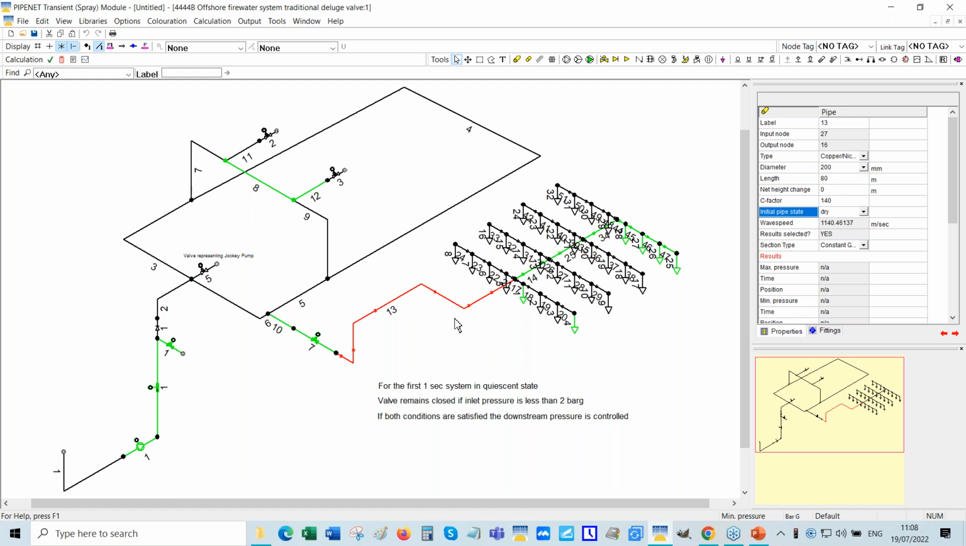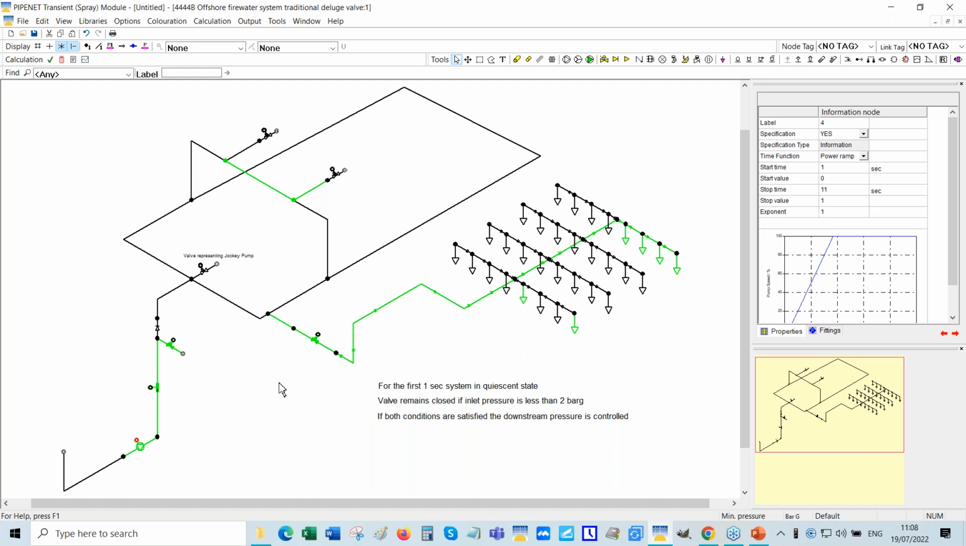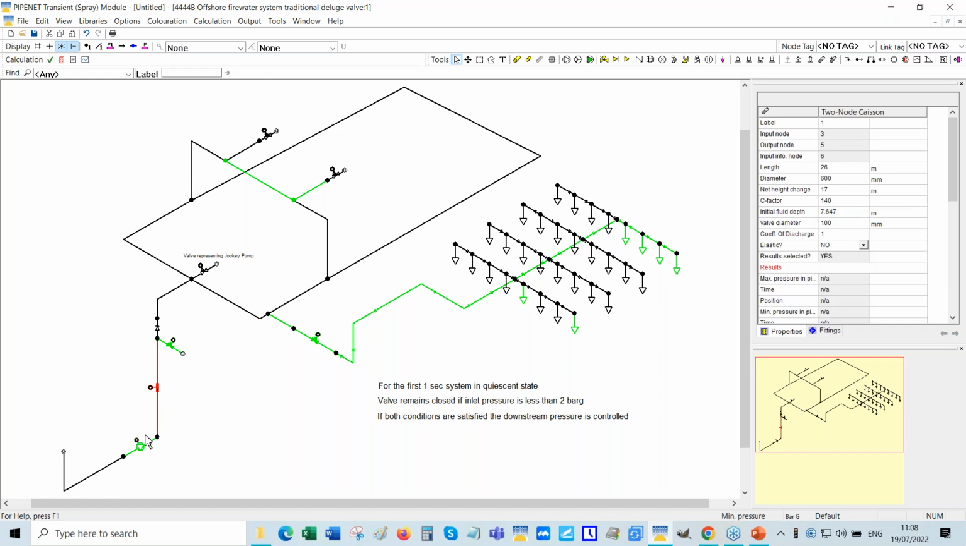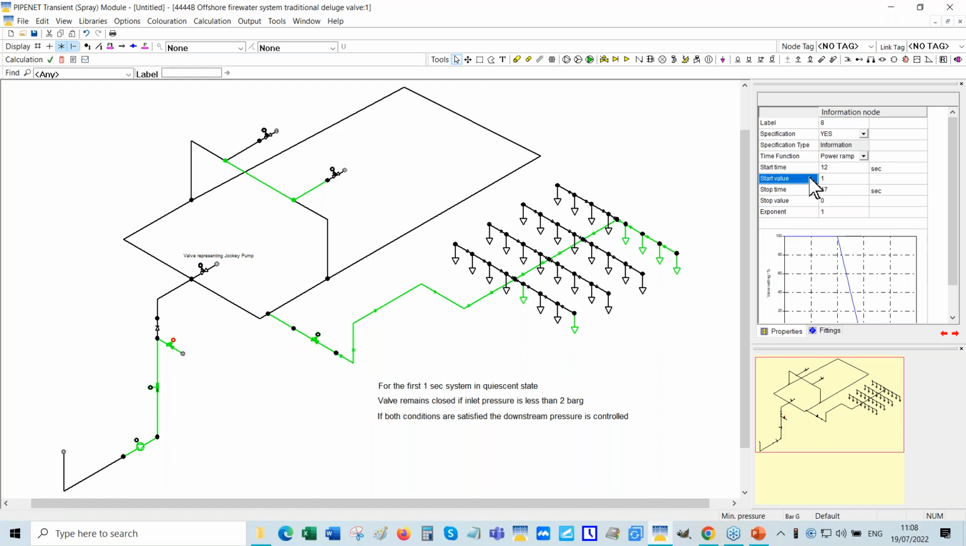So all the pipes here are dry. You can see it more clearly if I do that, because this hash symbol indicates that it's a dry pipe. So this whole system is dry. It's a very conventional fire protection system on an offshore platform. The pump starts at 1 second, takes 10 seconds to run up. There's a caisson, which is partially full, and that gets full as the pump runs up. And there's an overboard dump valve, which is initially open. Then it closes in 5 seconds. And then the water comes through.